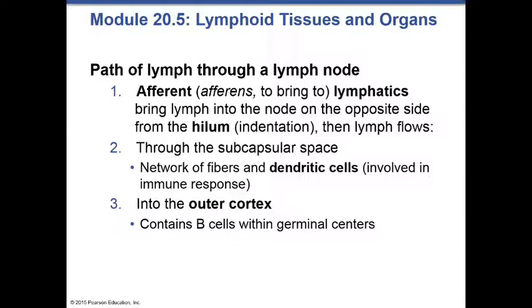And here there will be some dendritic cells. Dendritic cells, think here macrophages. So there are going to be large cells that can phagocytose some of these foreign bodies. Then from the subcapsular space, the lymph will flow into the outer cortex.